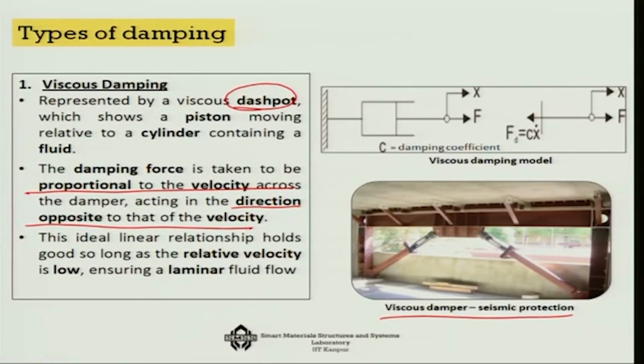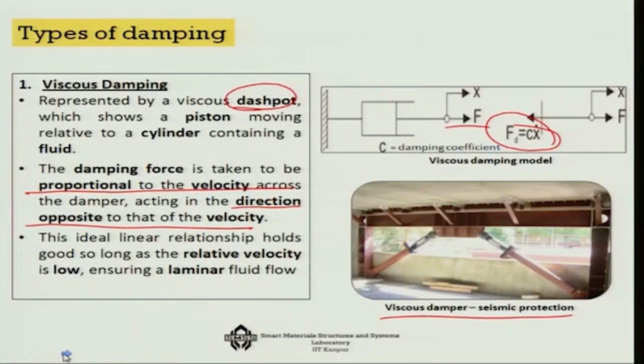So, if the direction of force is this way, then the damping is coming as an opposing force. It is opposing the direction of the velocity. And so, this is very important in terms of the viscous damping model.